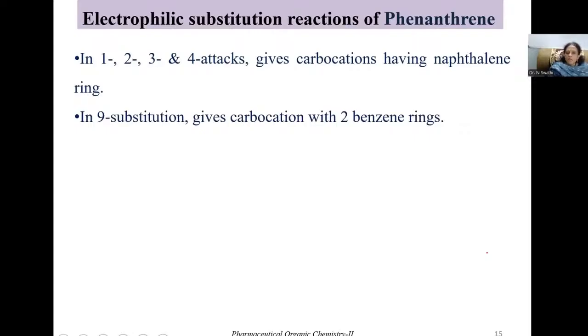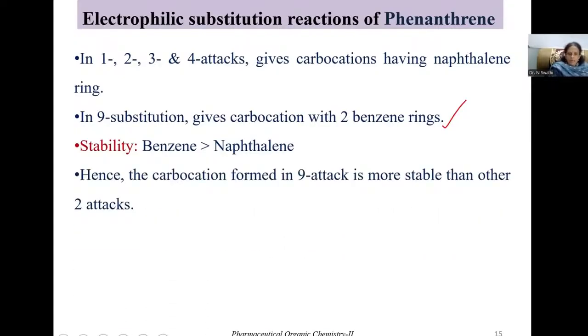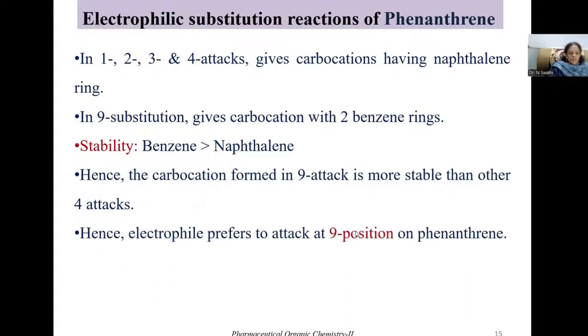In 1, 2, 3, 4 attacks, it gives a carbocation having a naphthalene ring, while in 9 substitution, it gives a carbocation which is having 2 isolated benzene ring systems. So if you consider the stability, benzene is more stable than naphthalene. So the carbocation which is formed in the 9th attack is more stable when compared with all 4 attacks. Hence, the preferred point of electrophilic attack on phenanthrene is at the 9th position.